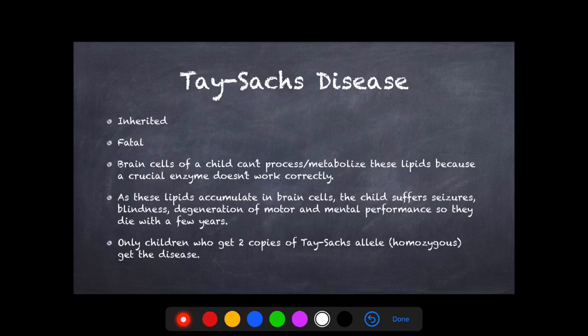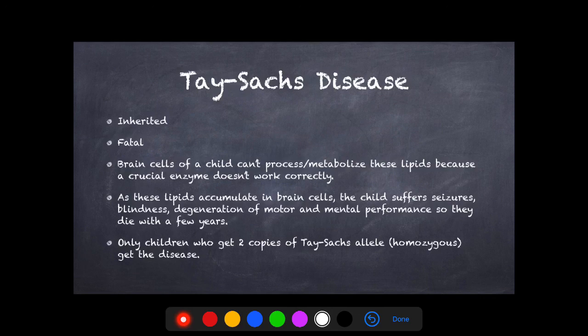And so these lipids start to build up in the brain cells over time, and the child will start to have seizures, they'll start to go blind, and they will start to have degeneration of motor and mental performance, which causes them to sadly die within a few years of age. So they usually don't make it past their childhood. The only way that a child can get Tay-Sachs disease is if they have two copies of this allele, and they have to be homozygous to get the disease, okay?